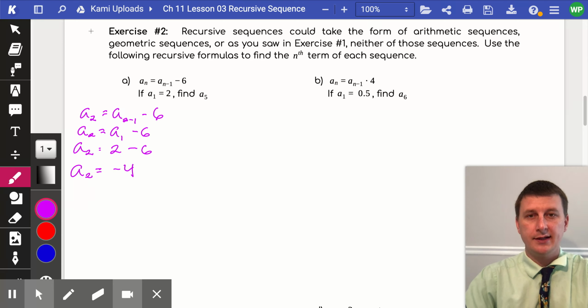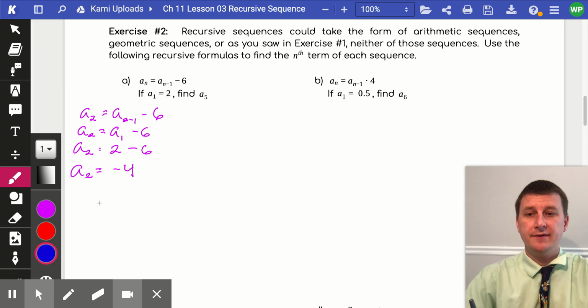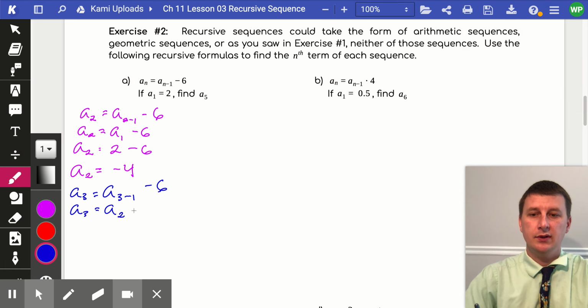Pause right there. Take it in. Because now what we need to do is find our third term. So we're going to find our third term by taking this formula again, and everywhere we see an n, we're going to put a 3. So we're going to do a sub 3 minus 1 minus 6, and that's going to simplify to a sub 2 minus 6.